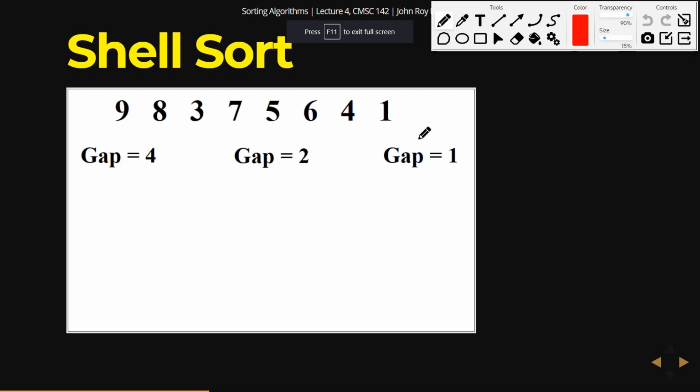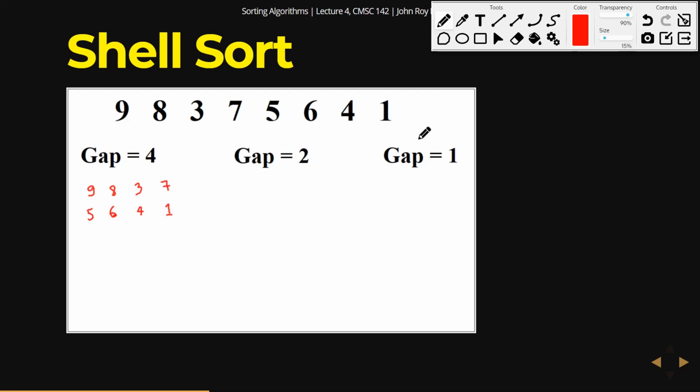So let's say this is our input array: 9, 8, 3, 7, 5, 6, 4, 1. We have 8 items in the array, and we'll use the gap sequence 4, 2, and then 1. What happens if the gap is equal to 4? We'll arrange this in a 2D array with 4 columns. So that would be 9, 8, 3, 7, and then 5, 6, 4, 1. This is the 2D array with 4 columns.